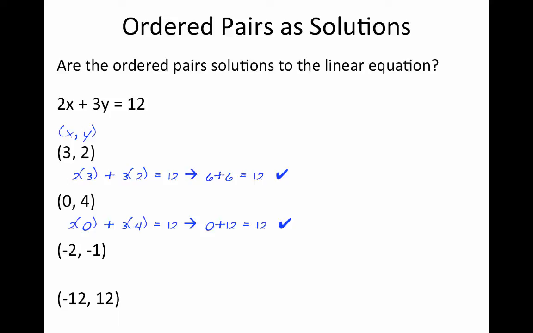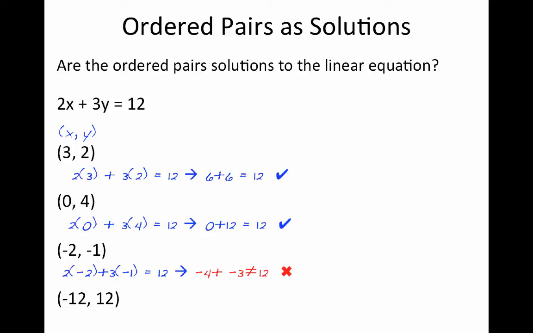The next ordered pair is -2, -1. So if I plug -2 in for x and -1 in for y into 2x plus 3y is equal to 12, and do the math, I have -4 plus a -3, that's -7.